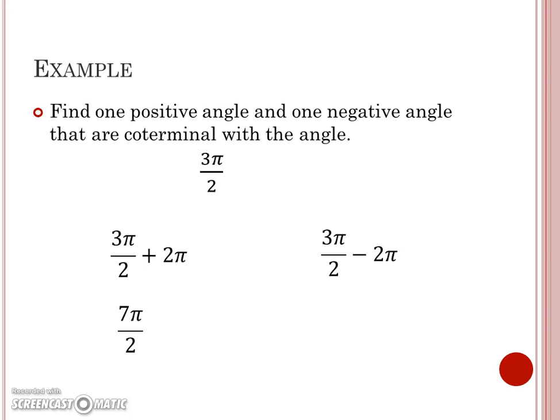We're also going to subtract 2 pi to get the negative. So when we subtract 2 pi, we're subtracting 4 pi over 2. 3 pi over 2 minus 4 pi over 2 is negative 1 pi over 2.